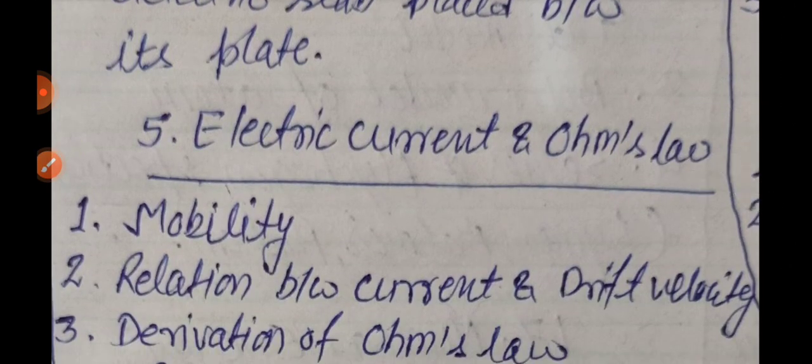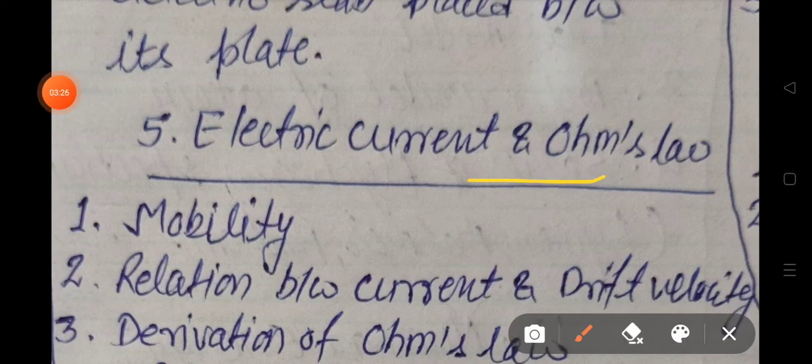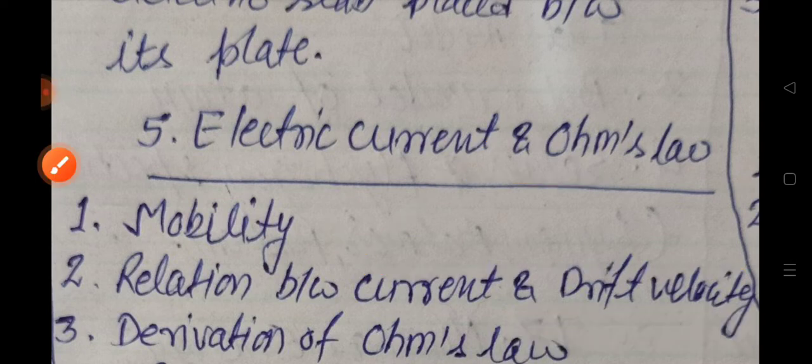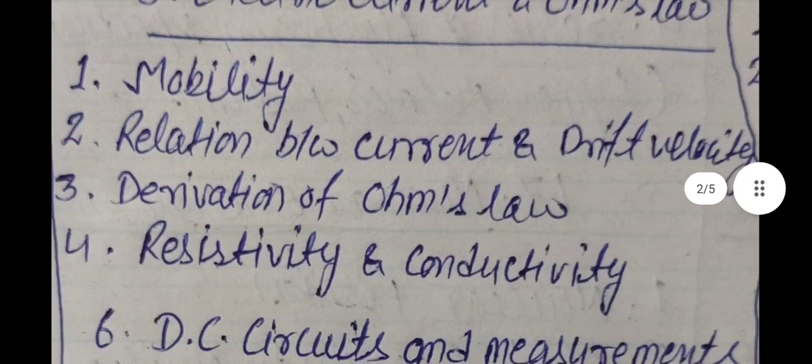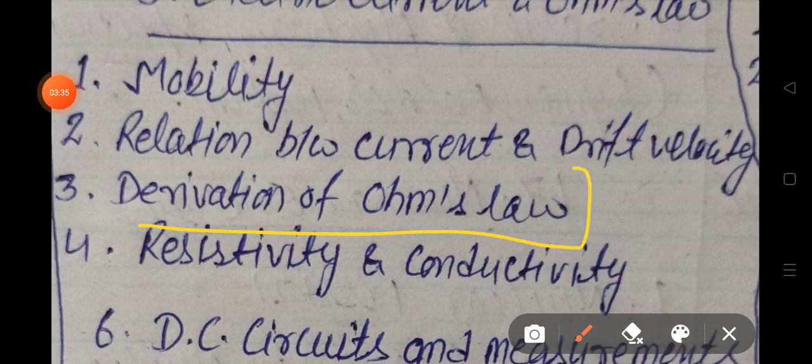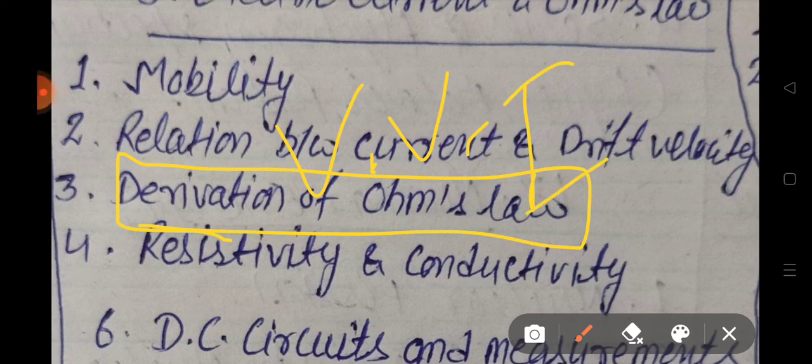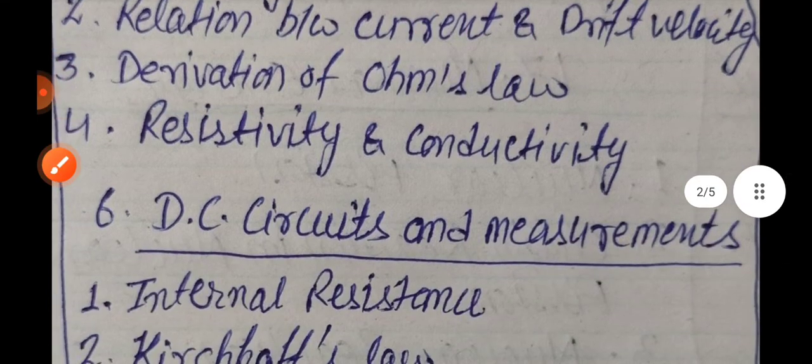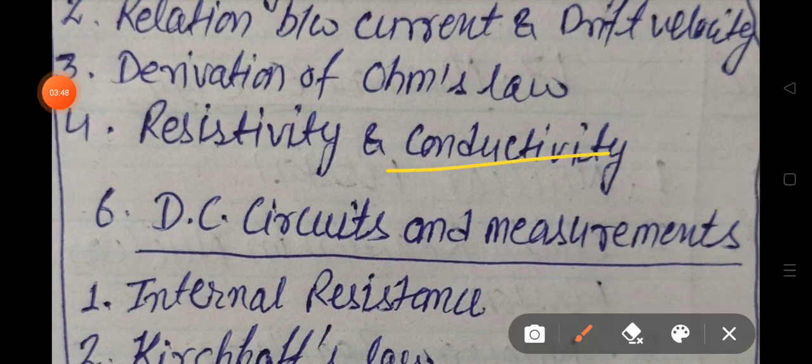Chapter fifth, electric current and Ohm's law. Important points are mobility, relation between current and drift velocity, and third, derivation of Ohm's law. This point is very important in this chapter, derivation of Ohm's law. Fourth point is resistivity and conductivity.